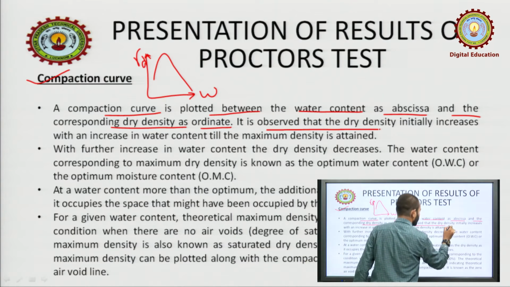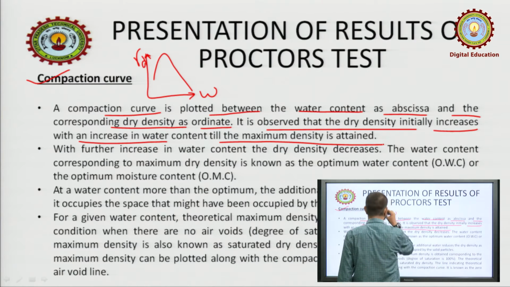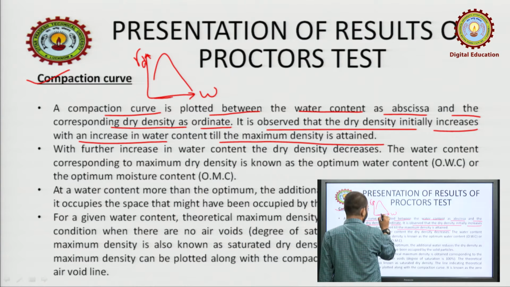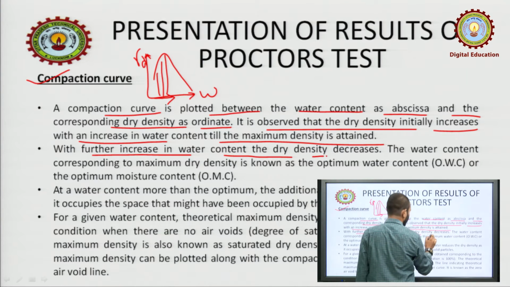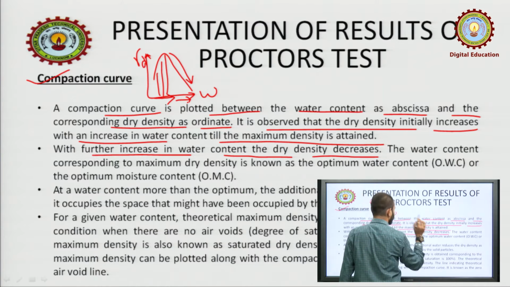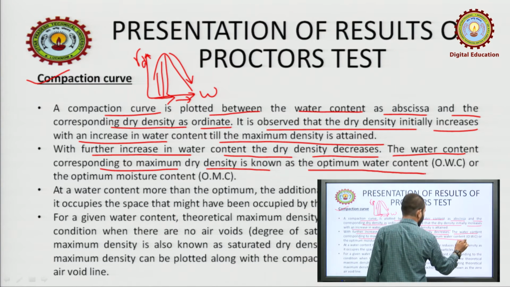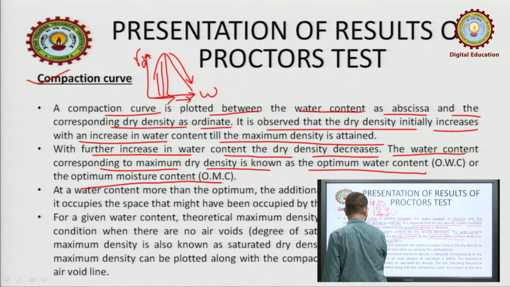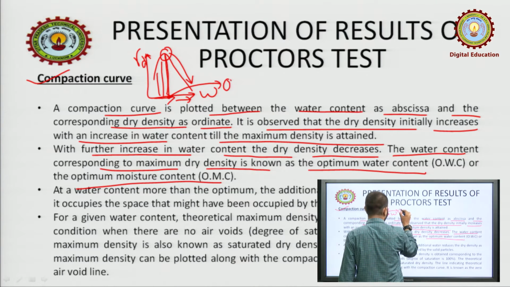Okay, it is observed that dry density initially increases with an increase in the water content till the maximum dry density, means as I have shown you roughly. First of all, with the increase in the water content, see this is increasing. Dry density is increasing up to a maximum level. With further increase in the water content, dry density decreases. This you can see, this is now decreasing. We have increased further, now it is decreasing. The water content corresponding to maximum dry density is known as optimum moisture content or optimum water content, OMC or OWC. Corresponding to this, the water content which we will be getting here is known as OMC or OWC.